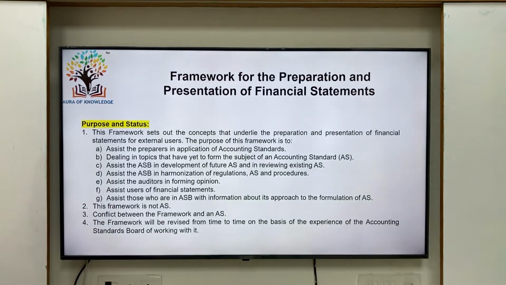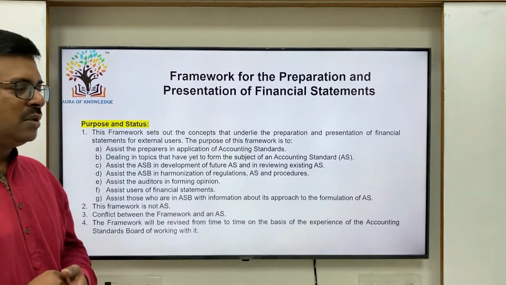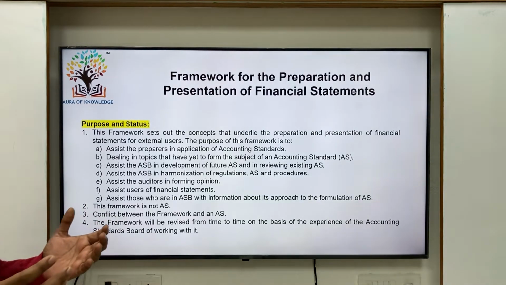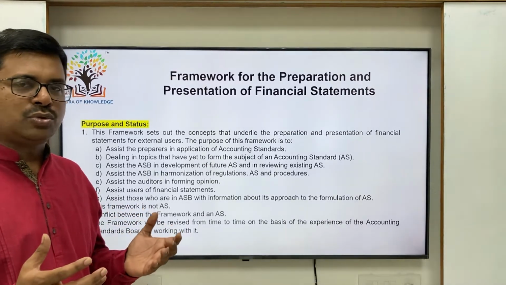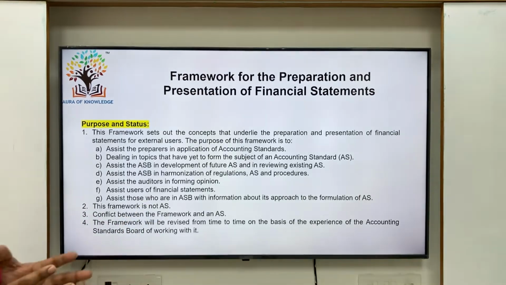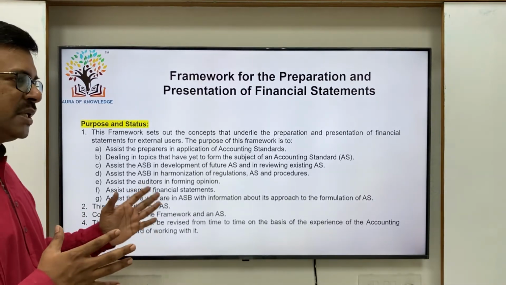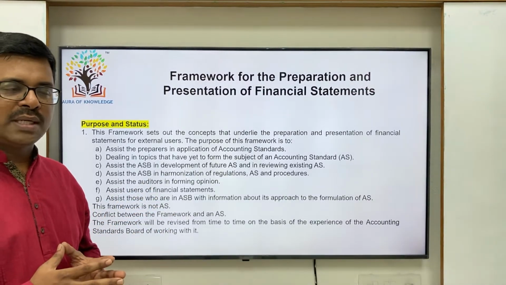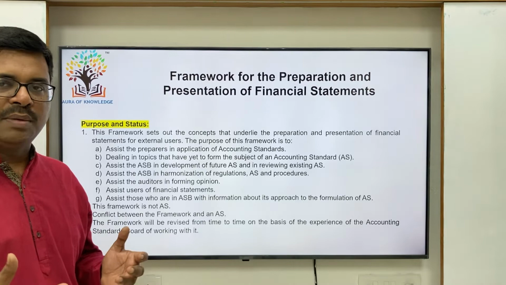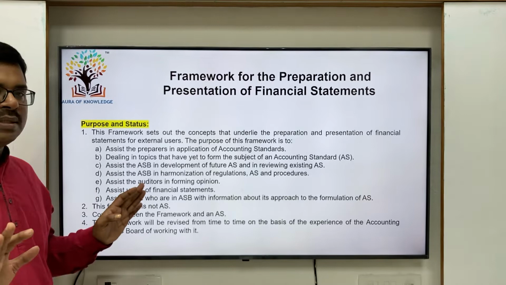Next, coming to assisting those who are in the Accounting Standard Board with information about its approach to the formation of accounting standards. What will happen if there are two procedures laid down under two standards? There will be conflicts, and it is unclear which one has to be followed. In most cases they are minimizing those conflicts, and so this helps the Accounting Standard Board while forming new accounting standards. So it helps the Board reduce the conflicts while developing new accounting standards as well.